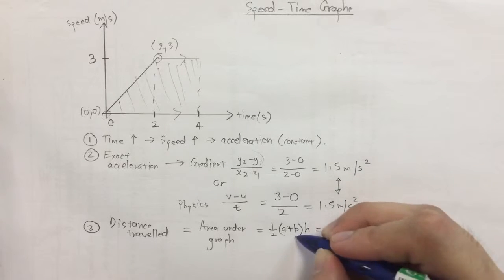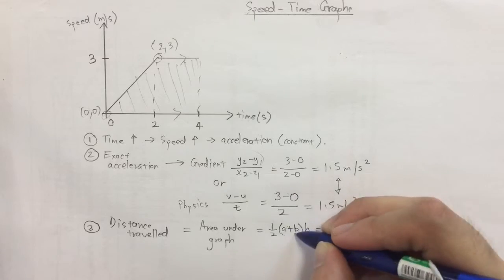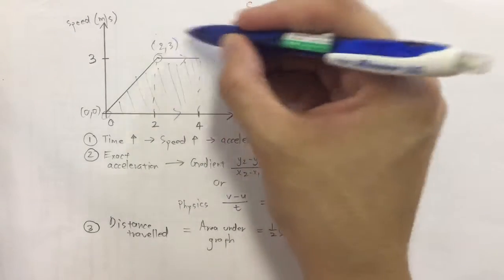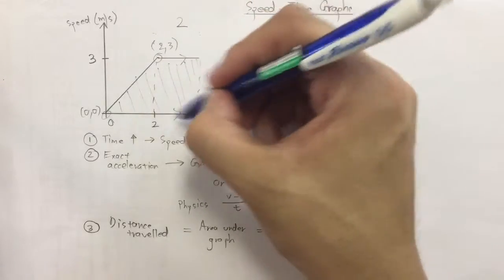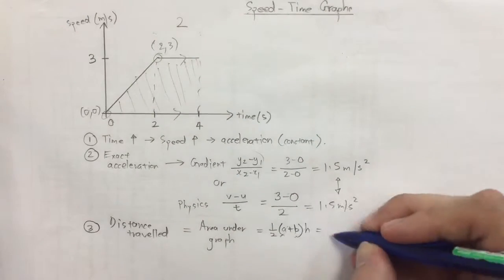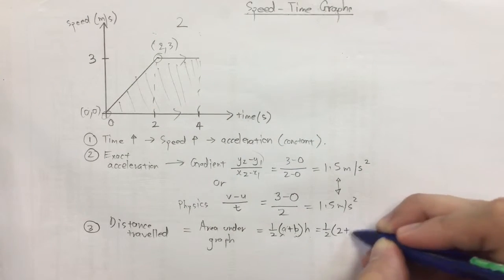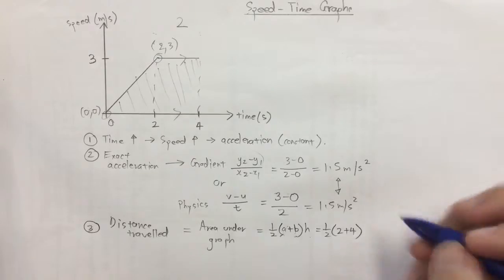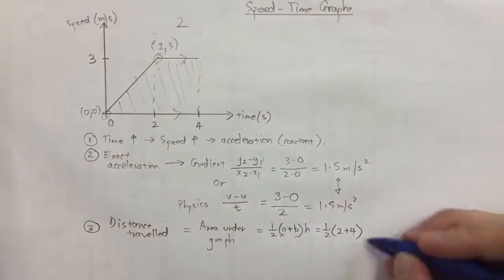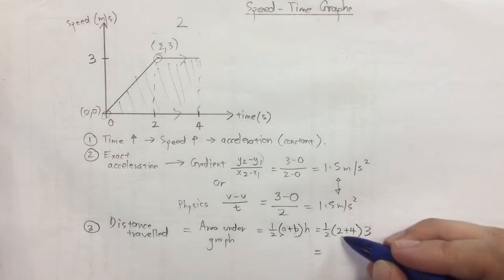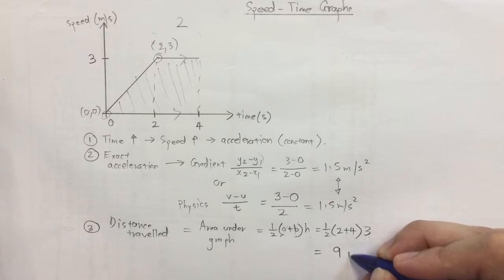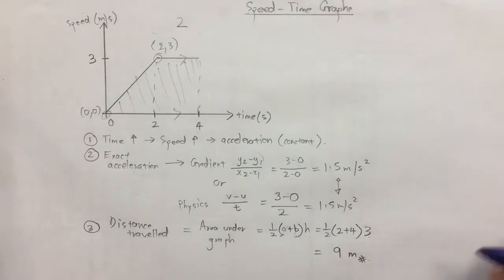So what are my values of a, b and h? a and b are the lengths of the parallel sides. So from here to here, it's a length of 2 to 4, right? And from here to here, 0 to 4, so it's 4. So half times 2 plus 4 multiplied by the height between the two parallel sides, which happens to be a value of 3. So with that, we have 6 times 3, 18, and I'm going to get a distance value of 9 meters. And that's it.